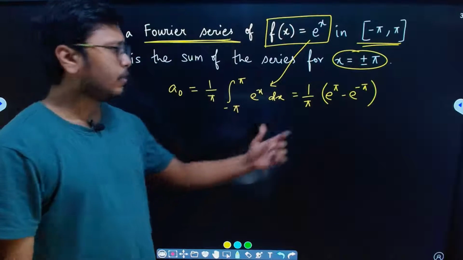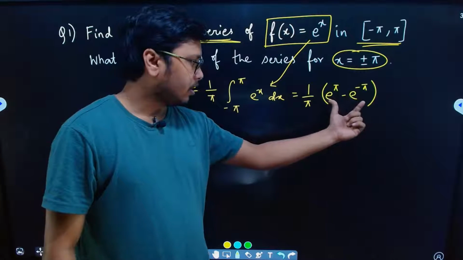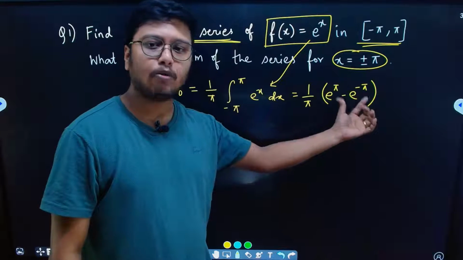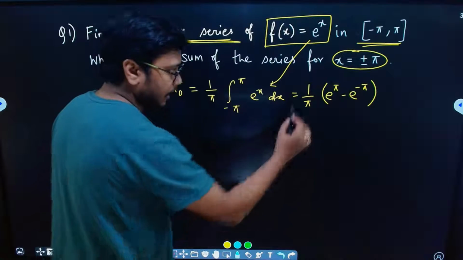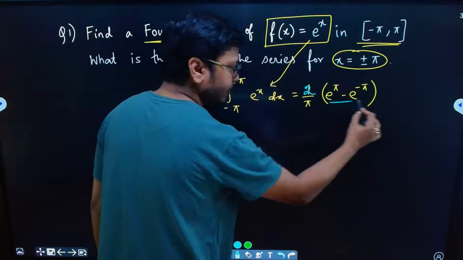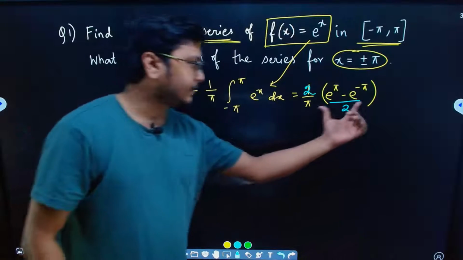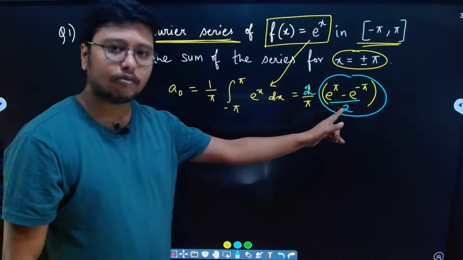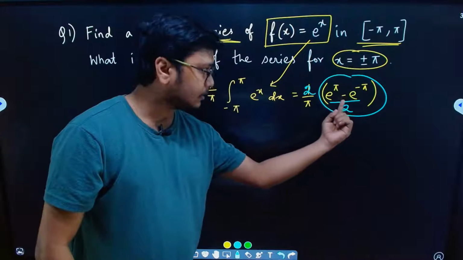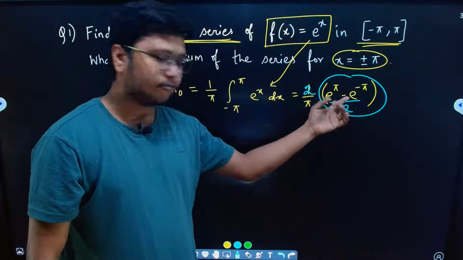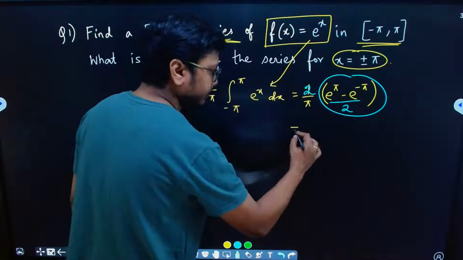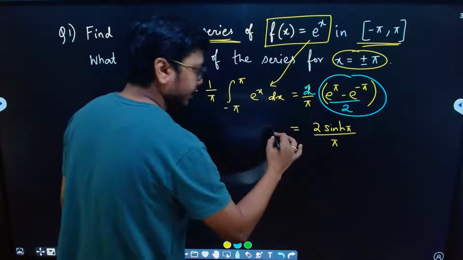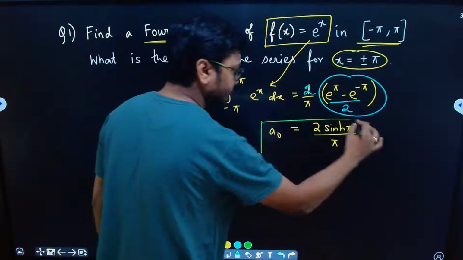So I don't want to keep it this way. Now you might recollect some formula from trigonometry. I can bring this down to a hyperbolic function. I'll just multiply 2 in the numerator and 2 in the denominator, and this entire part is going to become sine hyperbolic pi, right? It's the formula for sine hyperbolic pi. If it was a plus over here, then it would be cos hyperbolic pi. If minus, then sine hyperbolic pi. So this is becoming 2 sinh(pi) by pi, and this is my a0 value.